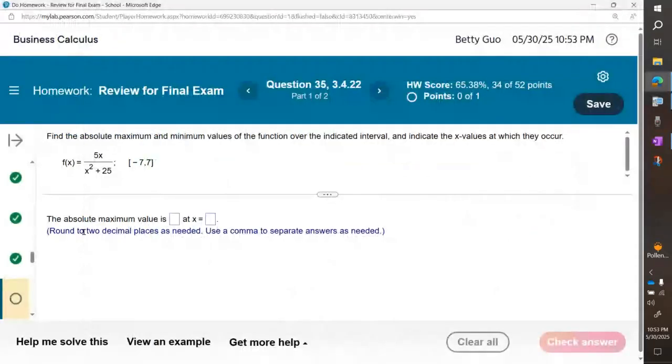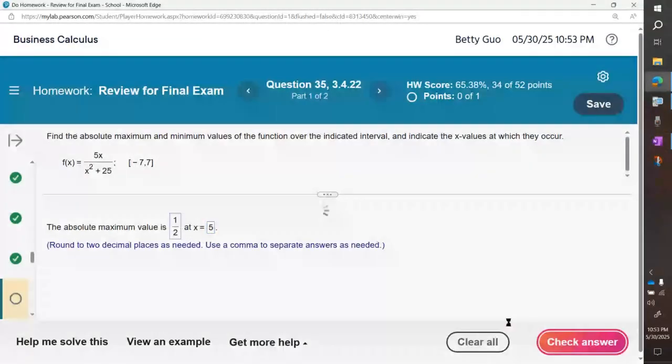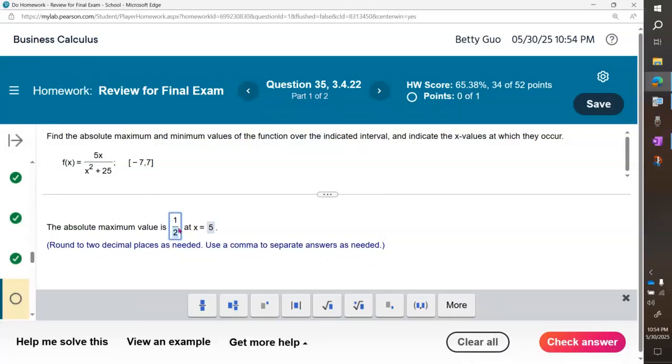Let's go back. The absolute maximum is half. Remember that? 1 over 2 occurs at x equals 5 positive. The absolute maximum value is half, rounded to 2 decimals. Okay, as needed, use a comma to separate. Does that mean I have to use 0.5 here?